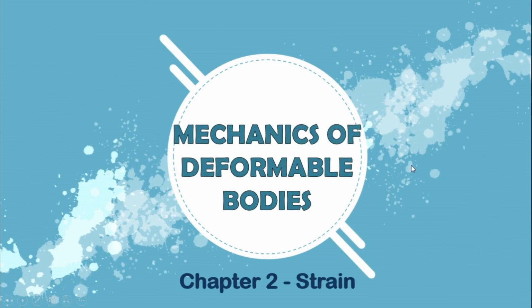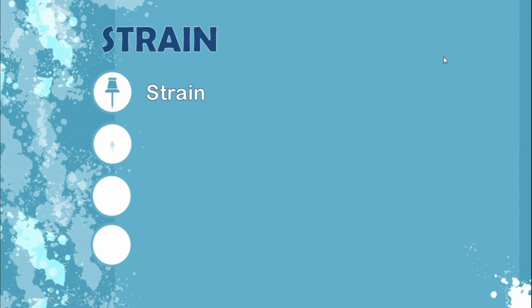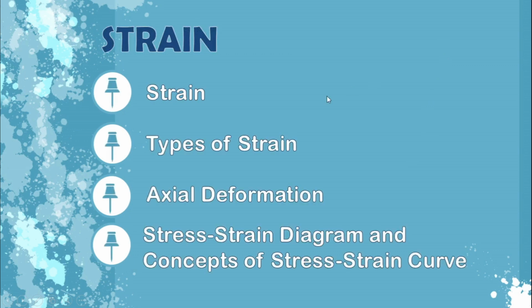Mechanics of Deformable Bodies, Chapter 2, Strain. We have 4 topics that I'm going to discuss: strain, types of strain, axial deformation, stress-strain diagram, and concept of stress-strain curve. Let us now proceed to strain.